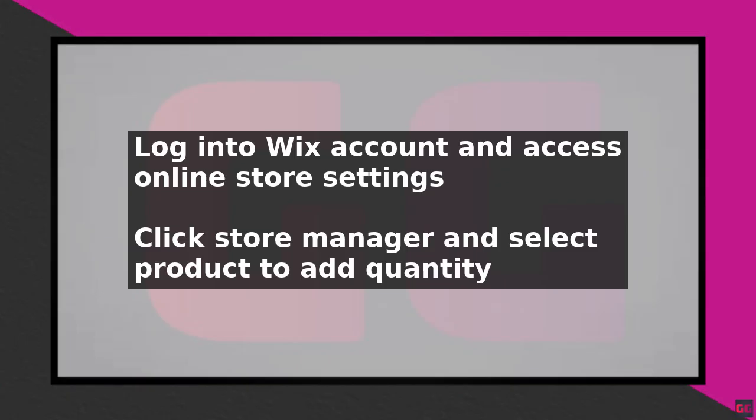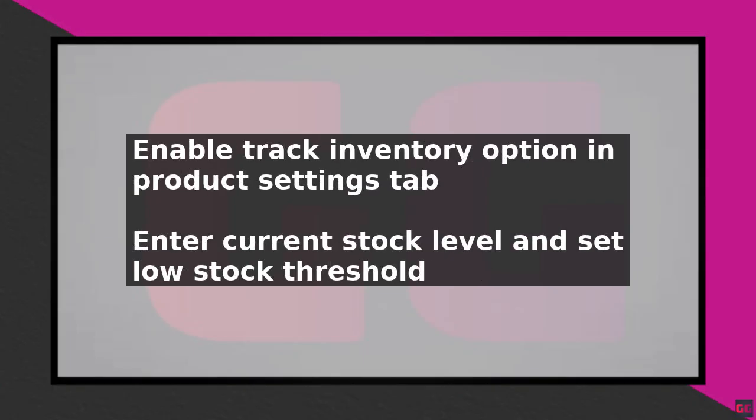Next, enter the quantity of the product you have in stock in the Current Stock Level field. You can also set a low stock threshold to receive notifications when the product quantity falls below a certain level.